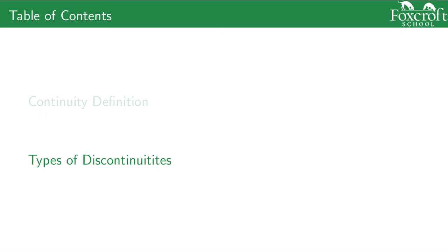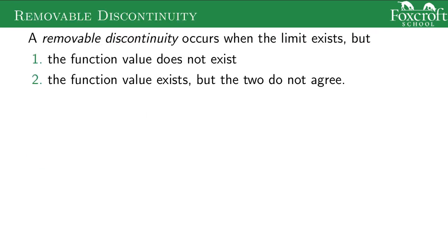So in the last video, we talked about what it means to be continuous. And in this video, we're going to look at the opposite side of the coin. What are the different ways you can be discontinuous? All right, so we're not continuous, but what could possibly go wrong?